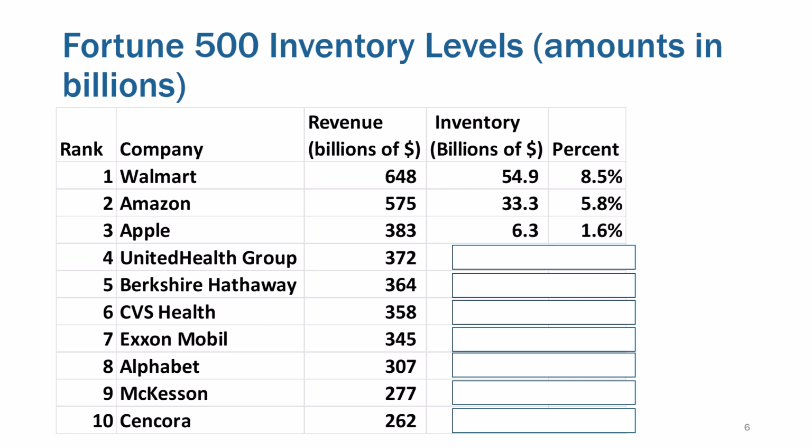Apple, only $6.3 billion of inventory, only 1.6% of their revenues. United Health Group, big healthcare company. They are services. They don't have inventories. Berkshire Hathaway, that's Warren Buffett's company, $364 billion of revenues. A lot. Basically, Berkshire Hathaway owns investments in other companies, and they don't themselves have inventory.